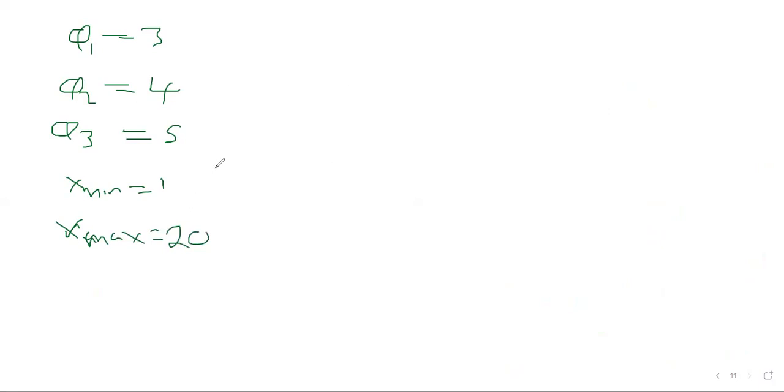Then we draw what is called a box and whisker plot. But before we do that, there's what we call the interquartile range. Interquartile range is the difference between the highest quartile, which is Q3, and the lowest quartile, which is Q1. So our highest quartile was 5, and our lowest quartile was what? 3. So what is the answer we get? 2.